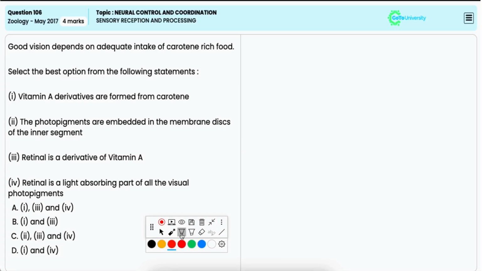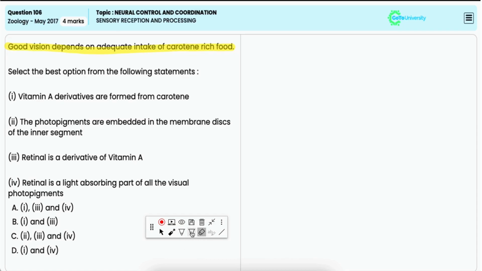In this question, a set of statements is given and you have to choose the option that represents the correct set of statements that explains that good vision depends on adequate intake of carotene-rich food.